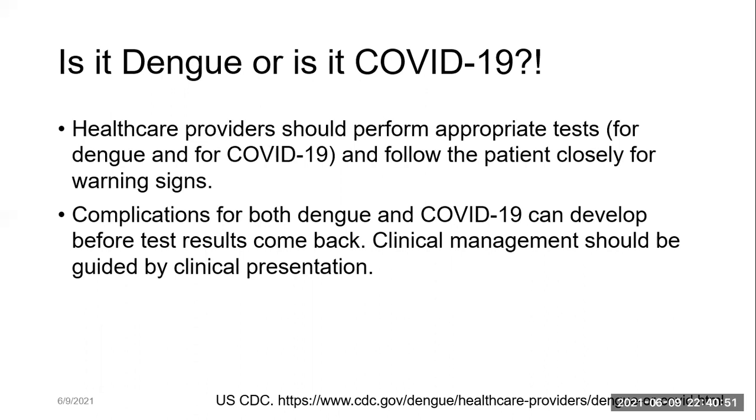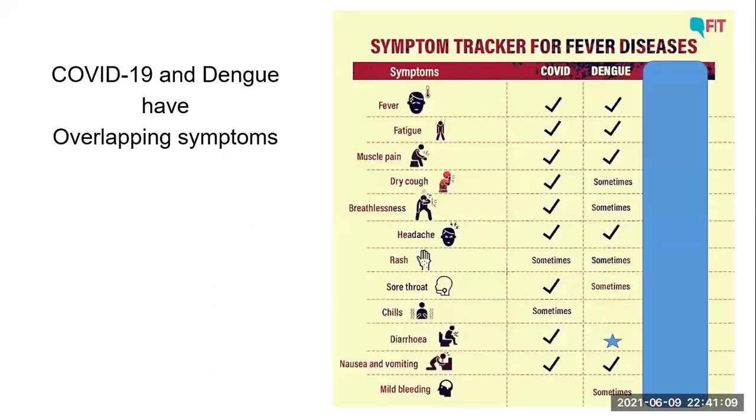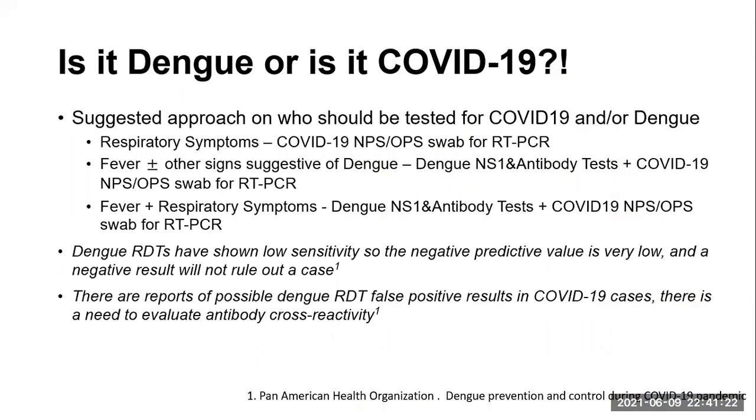Healthcare providers should perform the appropriate tests for dengue and for COVID-19 for patients with febrile illnesses and follow the patient closely for warning signs. Complications for both dengue and COVID-19 can develop before test results come back, so clinical management should be guided by clinical presentation. We know that COVID-19 and dengue can have overlapping symptoms such as fever, fatigue, diarrhea, or cough. So, is it dengue or is it COVID-19?